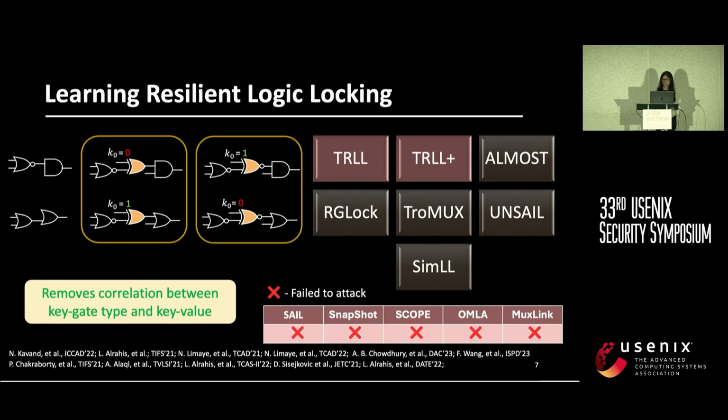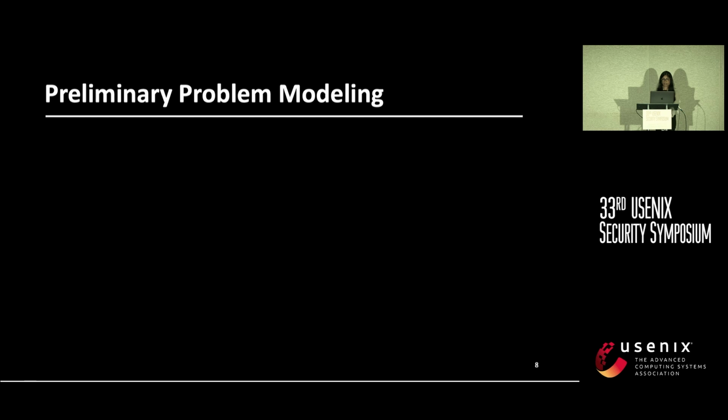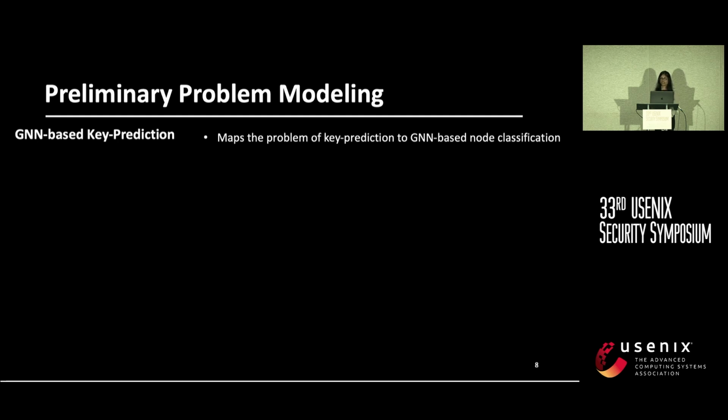Existing ML-based attacks such as SAIL, Snapshot, Scope, OMLA and MuxLink fail to attack learning resilient logic locking techniques. Now let's discuss the preliminary problem modeling of Insight, which is similar to existing attacks. We map the key prediction problem to a GNN-based node classification.